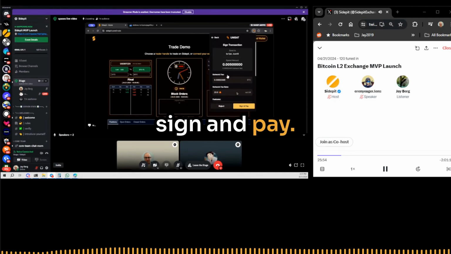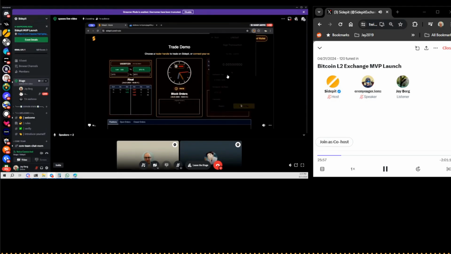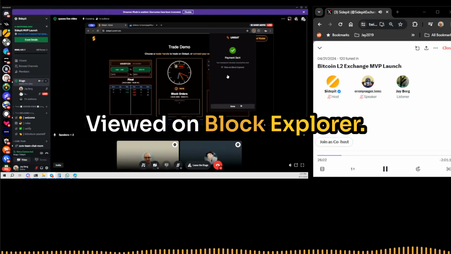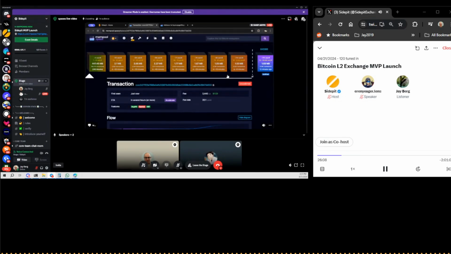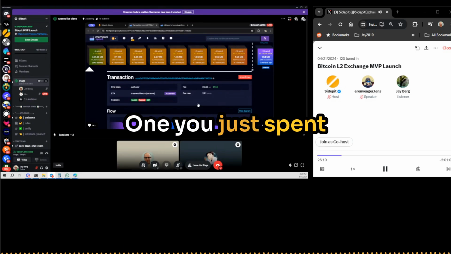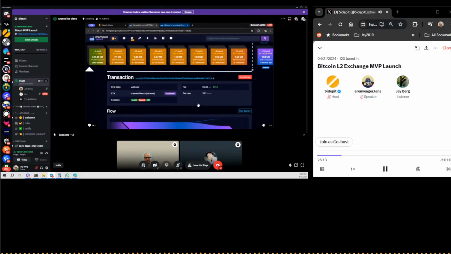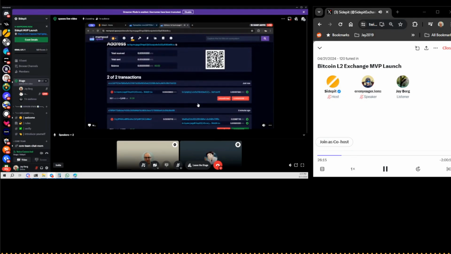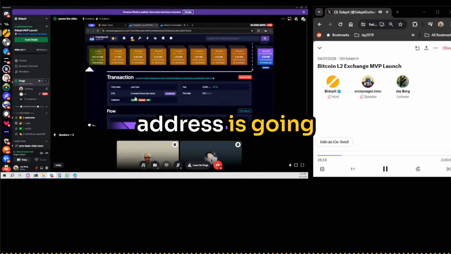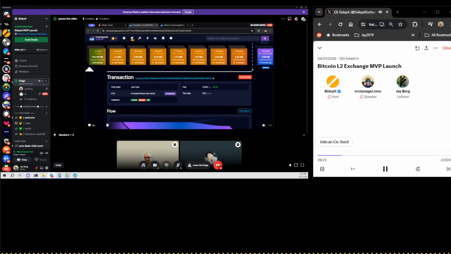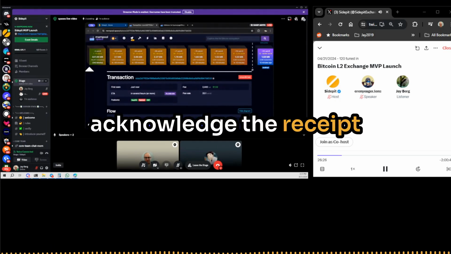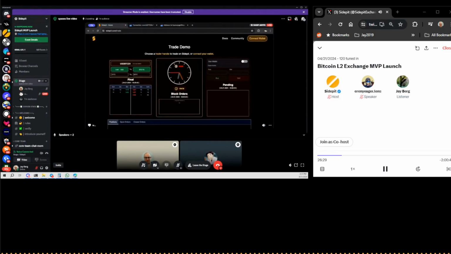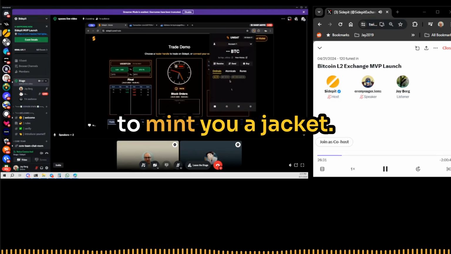So here, click sign and pay. Okay, there you go. View it on Block Explorer. Now you see, there's two unconfirmed transactions. One you just spent as unconfirmed with another unconfirmed. And now the minting address is going to turn around and acknowledge the receipt. And then it's going to mint your jacket.